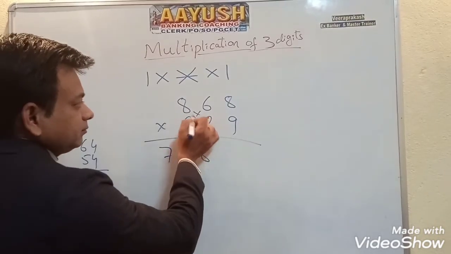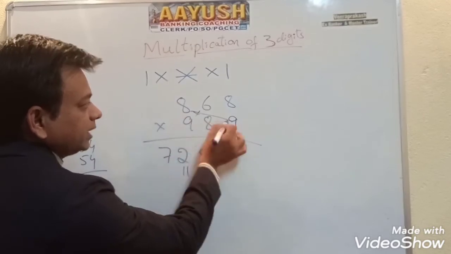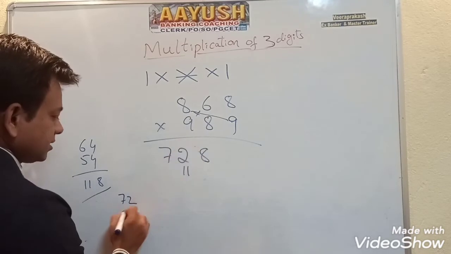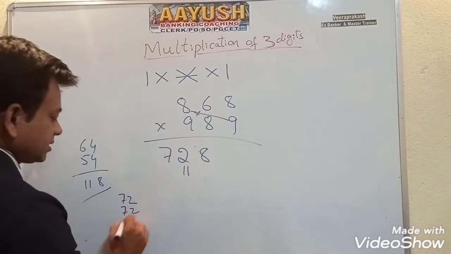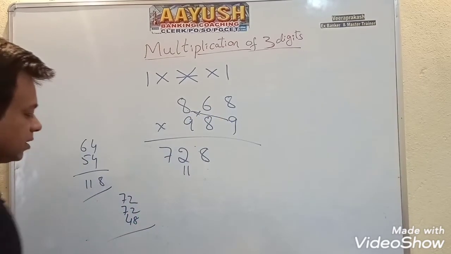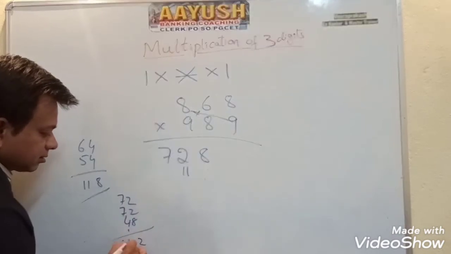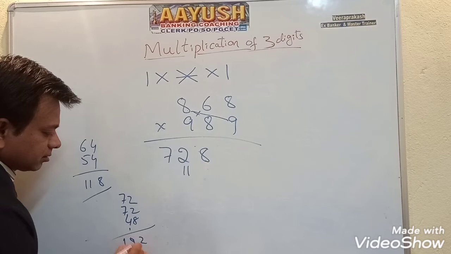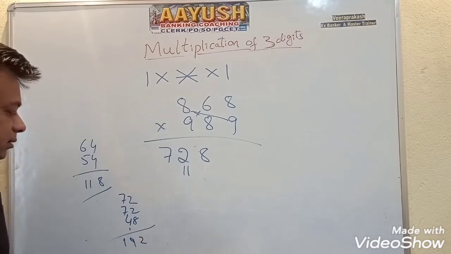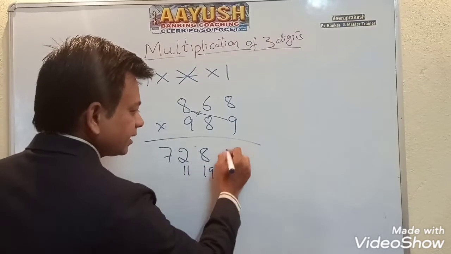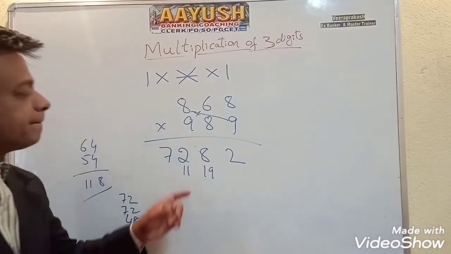Now 8 into 9: 8 9s are 72, again 9 8s are 72, and 6 8s are 48. So after addition of this, 192. So again 19 is carried, 2 here.